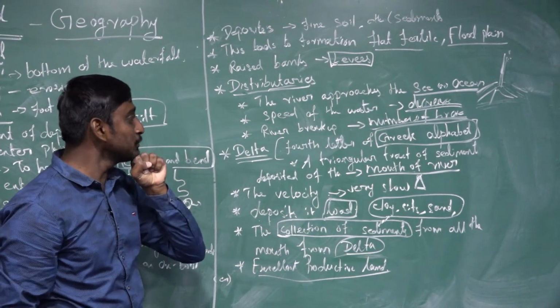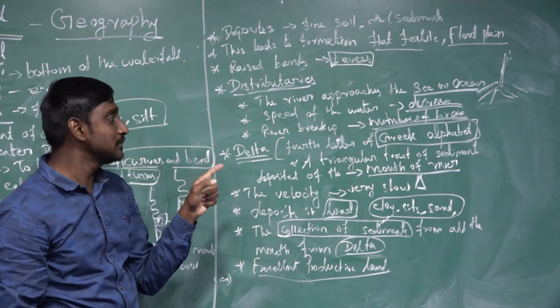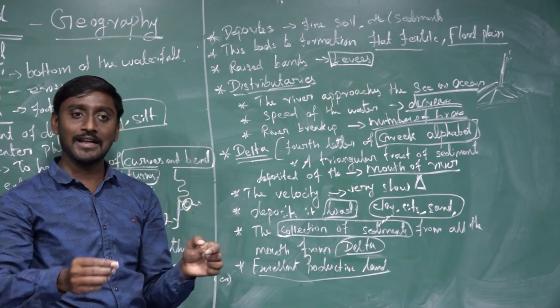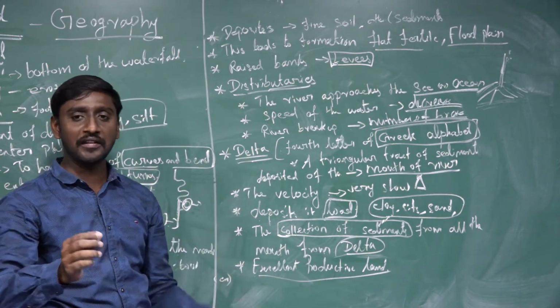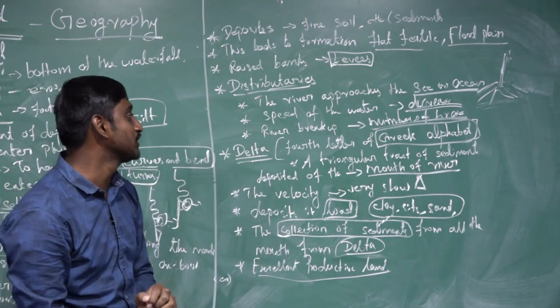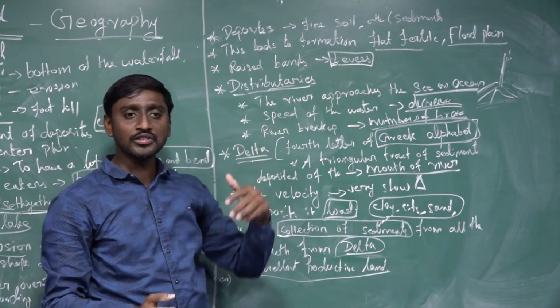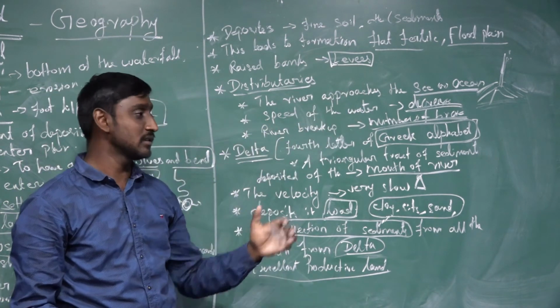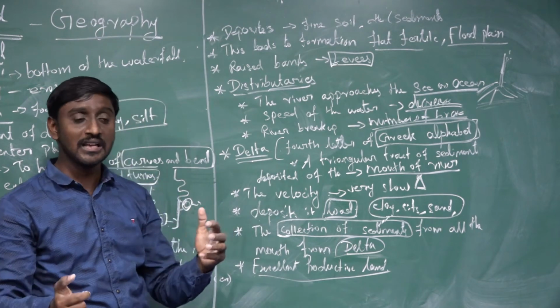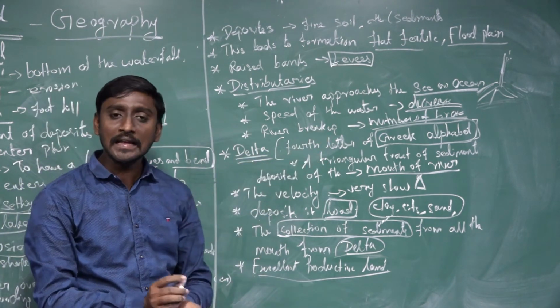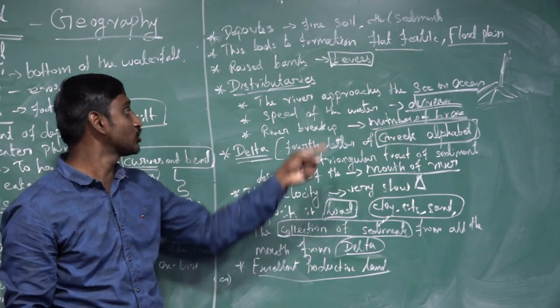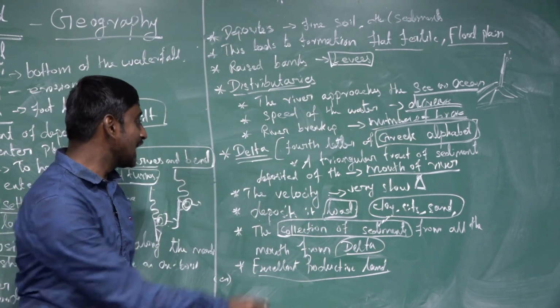Next, distributaries. A distributary is a branch of the river that does not return to the mainstream after leaving it. When the river approaches the sea or ocean, the speed of the water decreases, and at that time the river breaks into a number of branches. It is called distributaries.